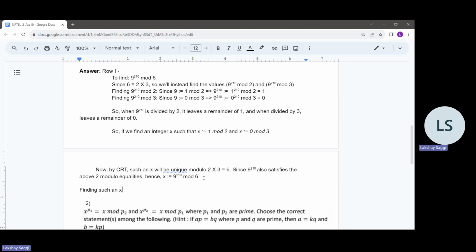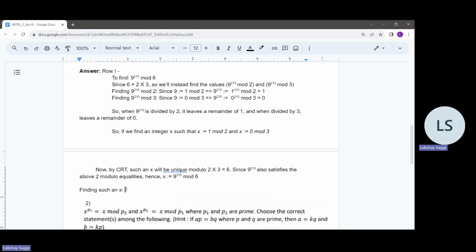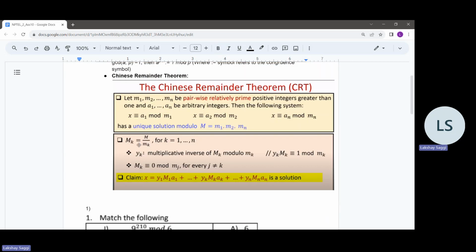So how do we find such an x? If I find an integer x which satisfies these two congruences, then I'm sort of done. Then we have that x is congruent to 9 raised to the power 210 mod 6. We know this by the Chinese remainder theorem. Now, how do we find such an x? For this, we use the second part of the Chinese remainder theorem, which claims that x is equal to y1 M1 a1 plus y2 M2 a2 and so on.